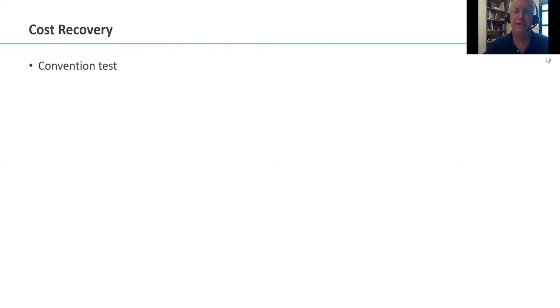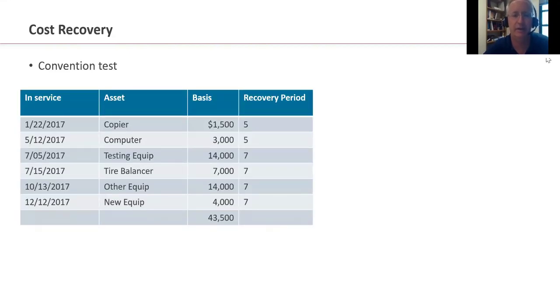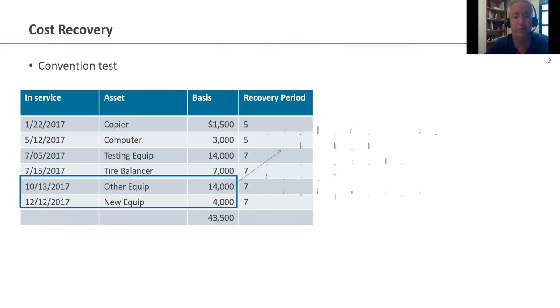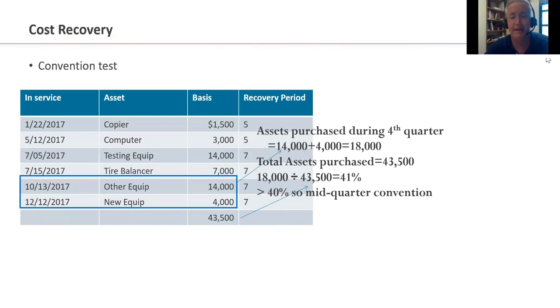All right. So the first thing we need to do is the convention test. So here's our list of property that we purchased. And notice now that it is listed chronologically. So I have it in January, May, 2 Julys, and October, and this new December equipment that we're thinking of buying. So we know that the convention test says identify what you placed in service in the fourth quarter, and then take that and divide it by the total amount placed in service during the year. So 14,000 plus 4 is 18,000. Total assets purchased for the entire year is 43.5. 18 divided by 43.5, that's more than 40%. So Mom's going to need to use the mid-quarter convention.